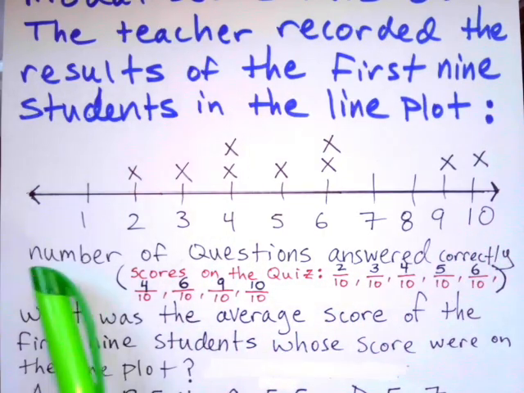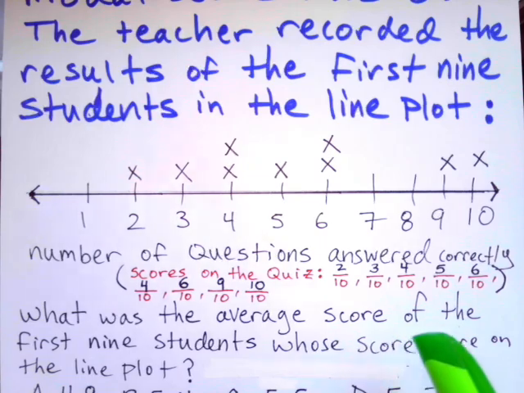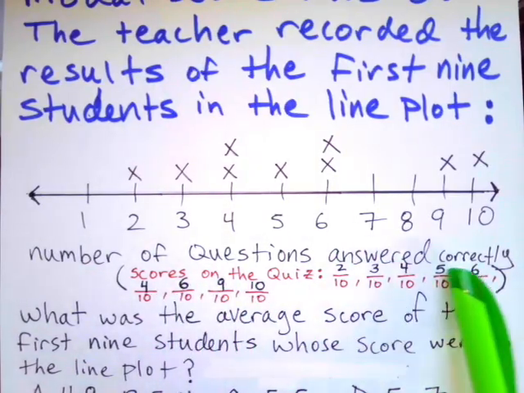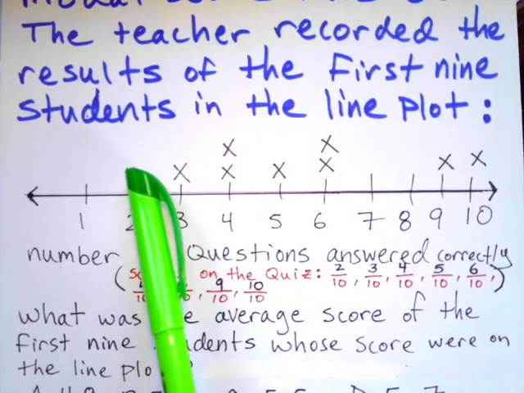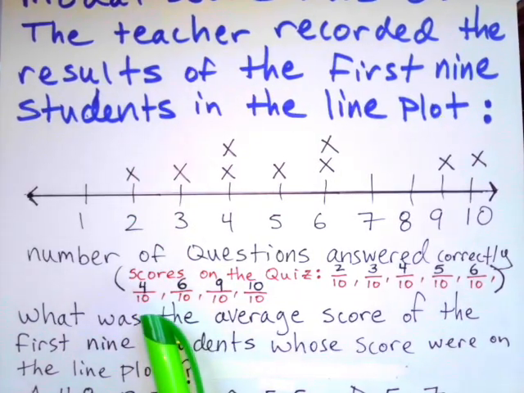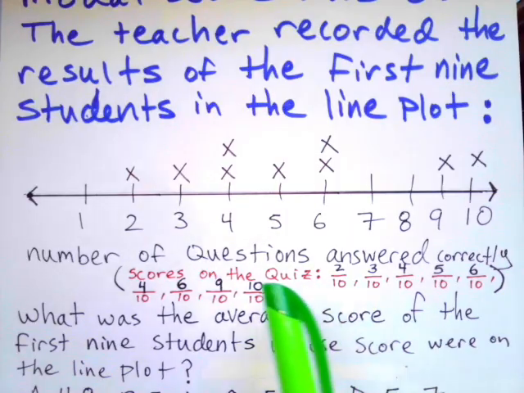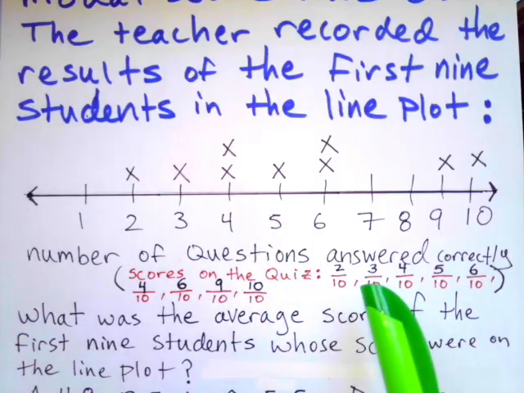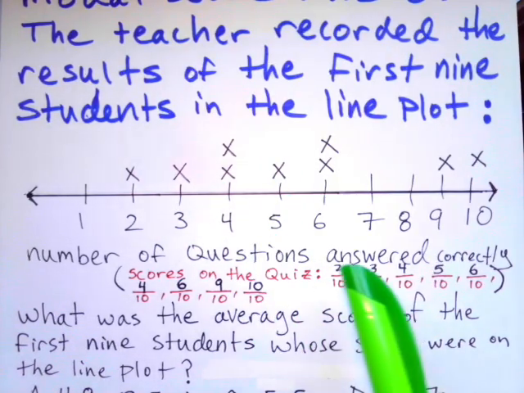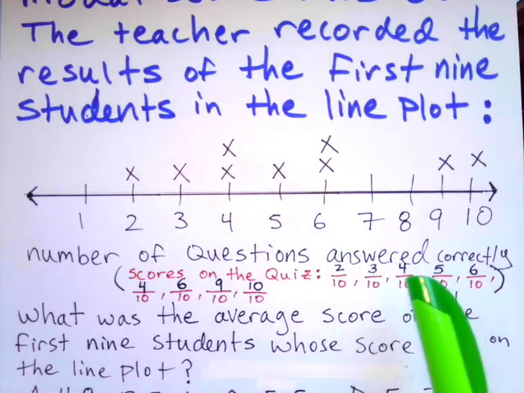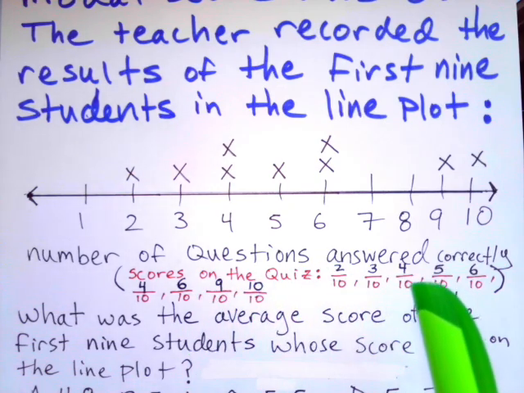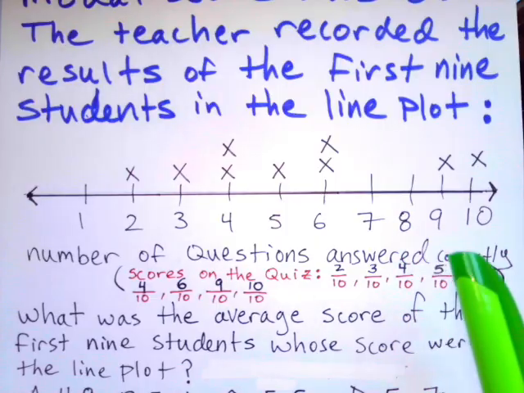Now, I wanted to clarify what this number line means. It can be confusing. 10 students, 10 questions, right? And so this line plot represents the number of questions answered correctly. So when you see this mark here, that's 2 out of 10, right? 2 out of 10 questions. 3 out of 10 questions. 4 out of 10 questions. 5 out of 10 questions. 6 out of 10. 7 out of 10, right? 8 out of 10, 9 out of 10, right?